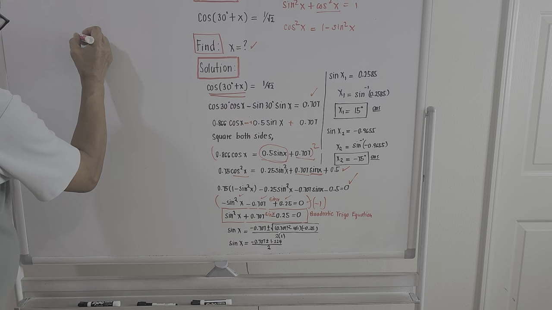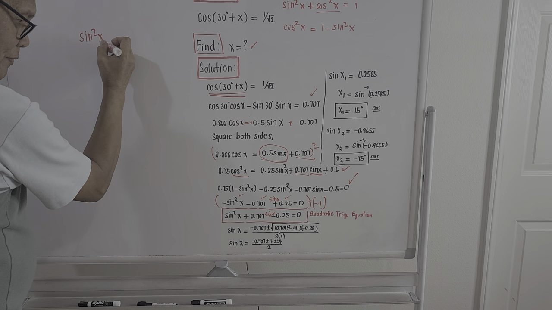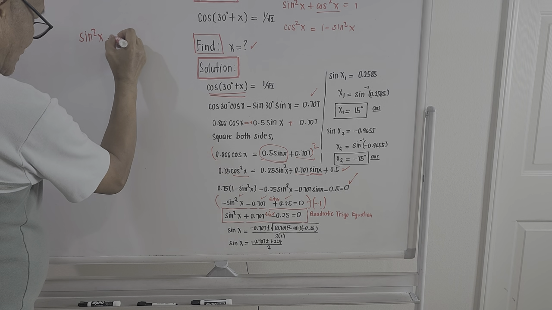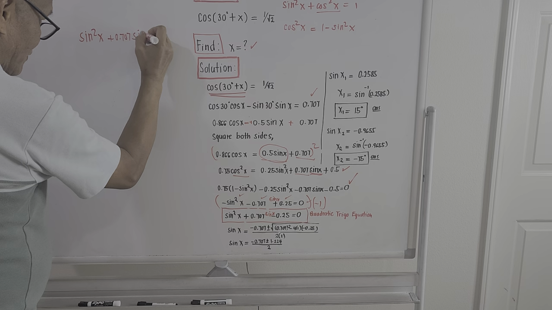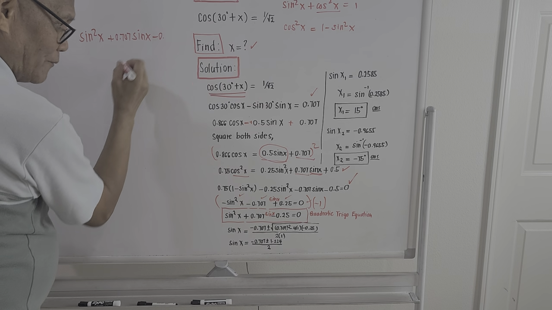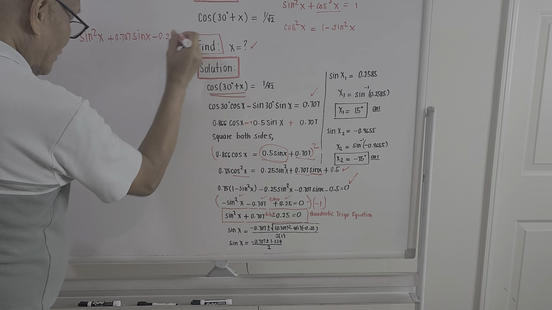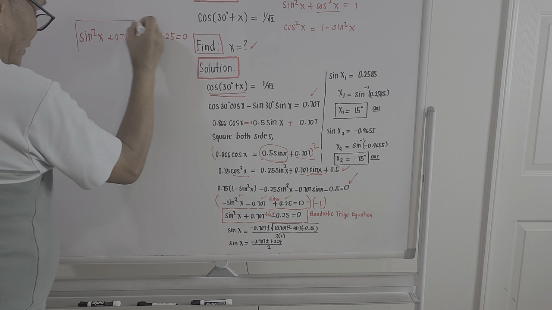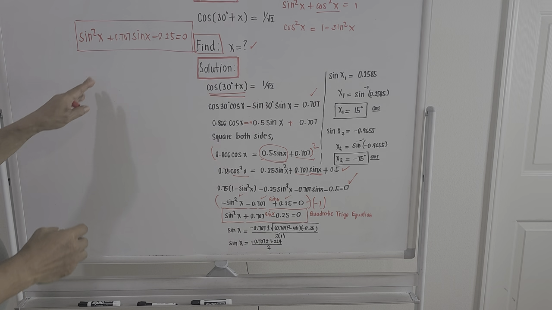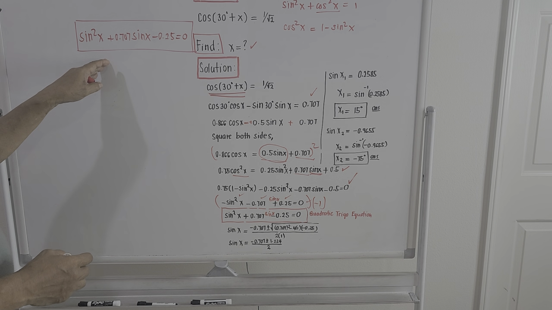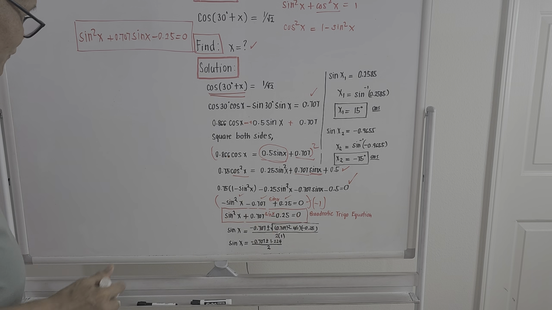So it seems we are given now sine square of x plus 0.707 sine of x minus 0.25, and this should be equal to 0. So after the simplification, what comes out is actually a quadratic equation that involves a trigonometric function.